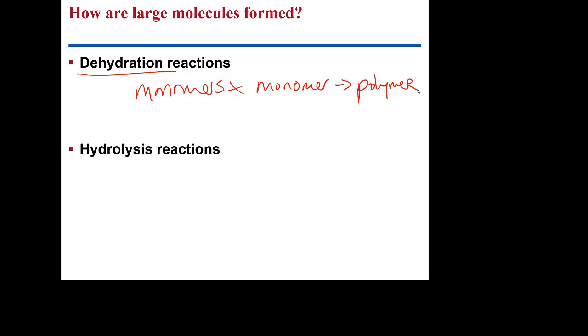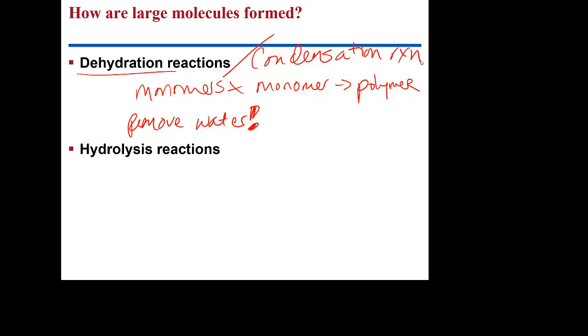Well, if I tell you something is dehydrated, what does that mean? What does it mean to dehydrate something? You remove water, right? So when we go through the process of taking 2 monomers and putting them together into a polymer, we're actually going to use a dehydration reaction and remove the water. These are also known as condensation reactions in some textbooks. So if you see condensation reaction, it's the same thing.